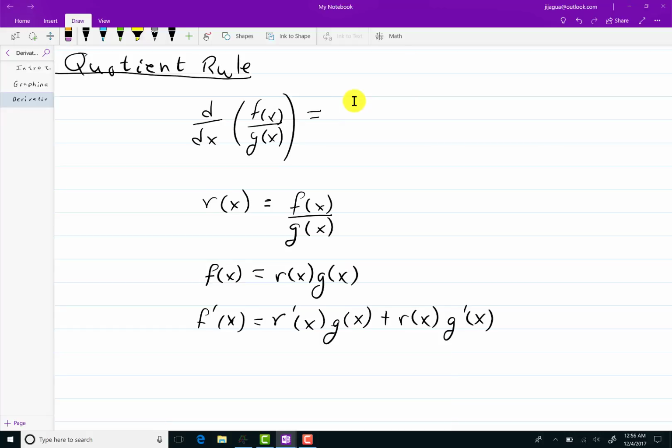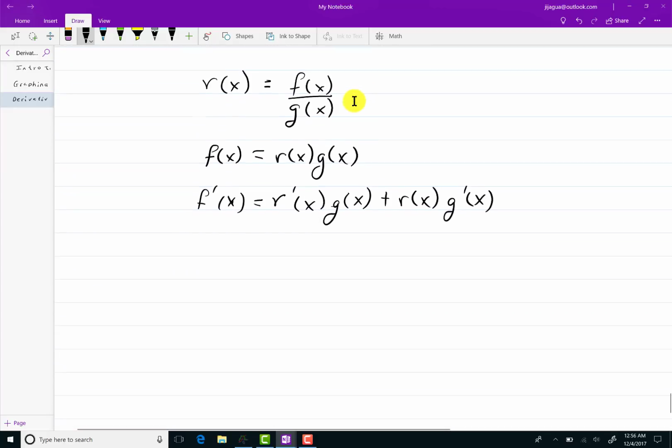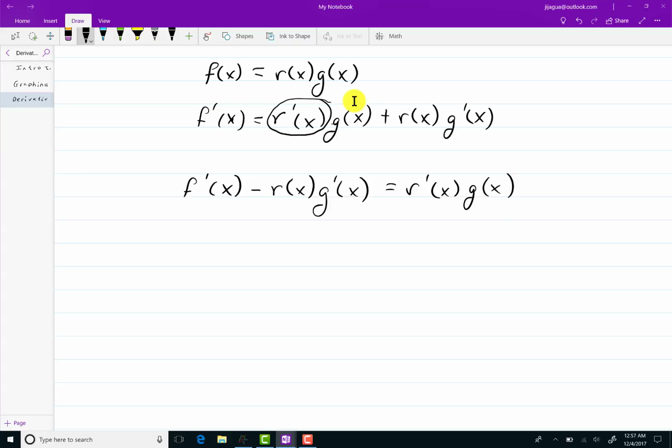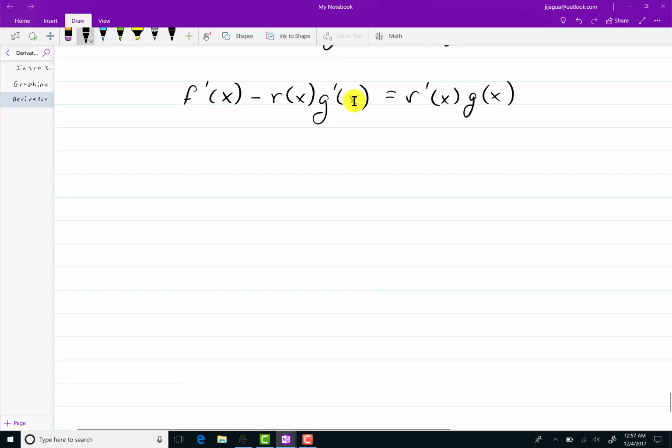Now the thing I want to find the derivative of back here is no different than the derivative of r of x, because r of x I set equal to f of x over g of x. That means that this is the one I want to solve for to get my formula. So the first thing I'll do is subtract r of x times g prime of x. Now, clearly, if g of x is in the denominator, we're assuming that wherever we're taking the derivative, g of x will not be 0. So I'm going to divide both sides by g of x.